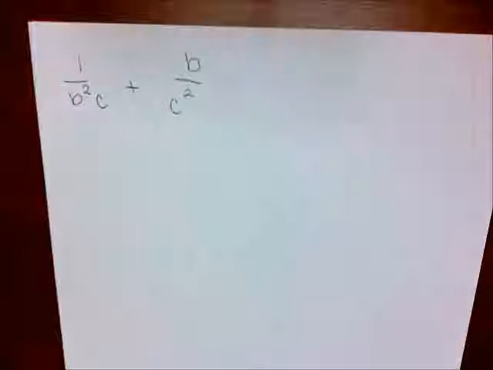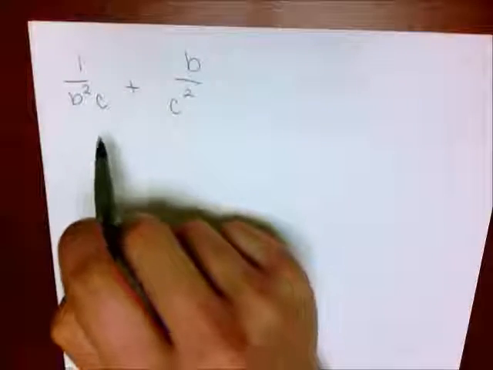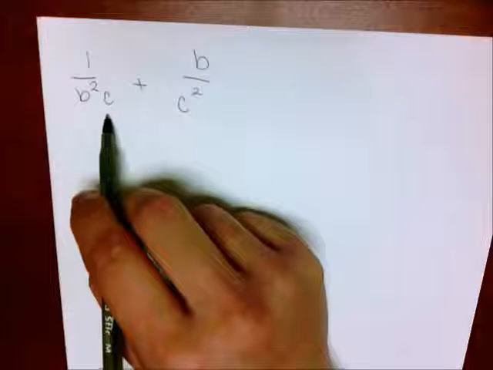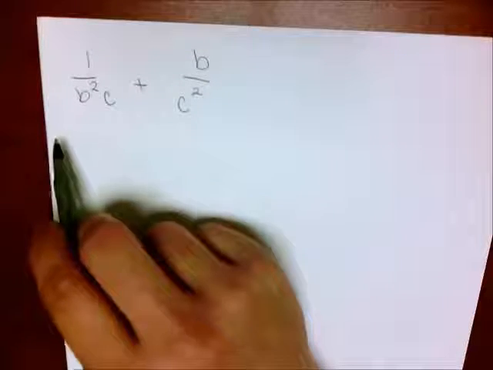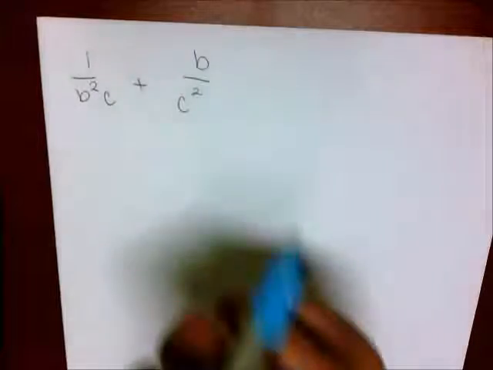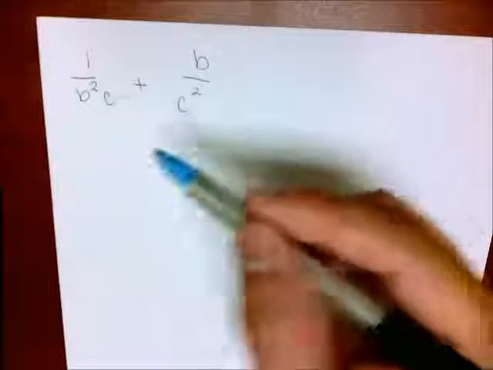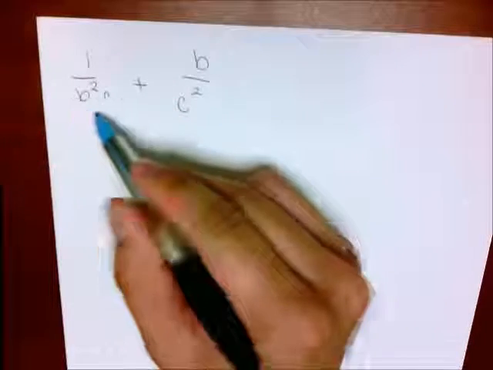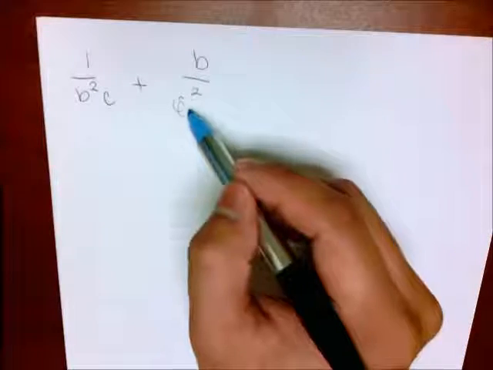Alright, sorry about that. So we have to find our least common denominator just like before. So I'm looking down at these two bottom parts. And you'll notice that over here, let me get a blue highlighter for this. Alright, this will work. So over here, you'll notice that we have b squared c, and over here we have c squared.